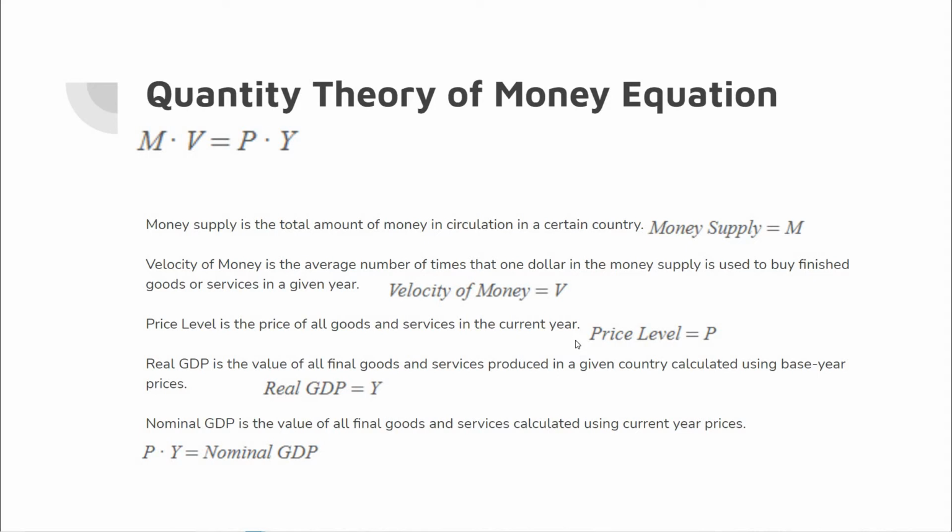So what do all those things mean? Well, the money supply is the total amount of money in circulation in a certain country. The velocity of money is the average number of times that $1 in the money supply is used to buy finished goods or services in a given year. The price level is the price of all goods and services in the current year. Real GDP is the value of all final goods and services produced in a given country calculated using base year prices. And nominal GDP is the value of all final goods and services calculated using current year prices.